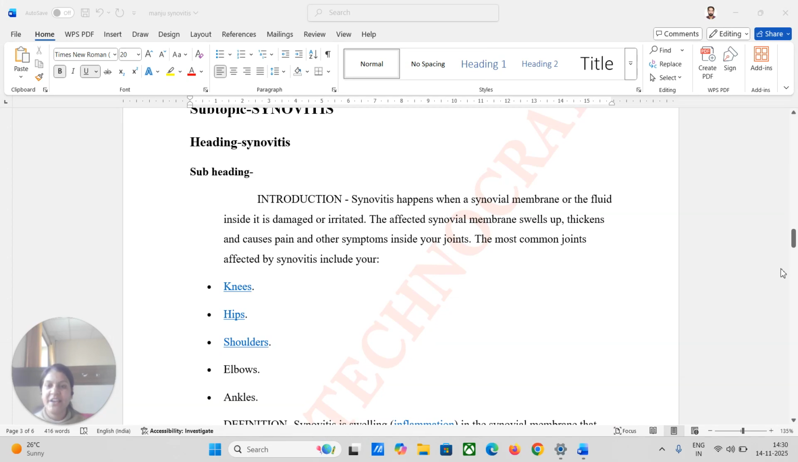Shani, we are starting the synovitis introduction. Synovitis happens when the synovial membrane or fluid inside is damaged or irritated. The affected synovial membrane swells up, thickens, and causes pain. Other symptoms occur inside your joint. The most common joints affected by synovitis include your knee, hip, shoulder, elbow, and ankle.